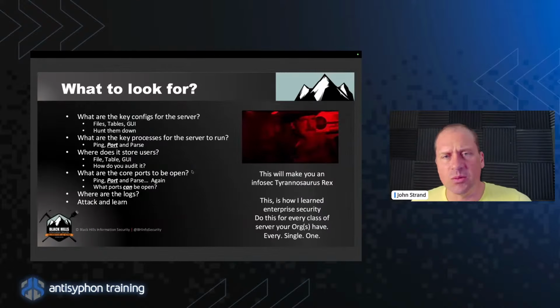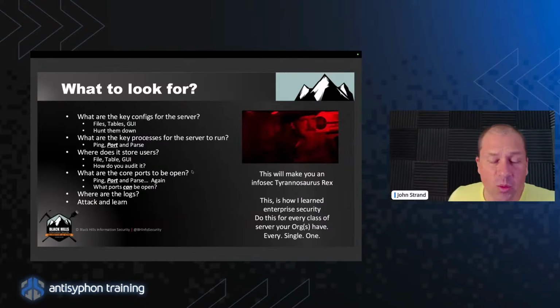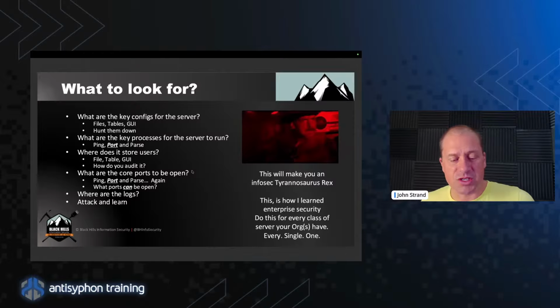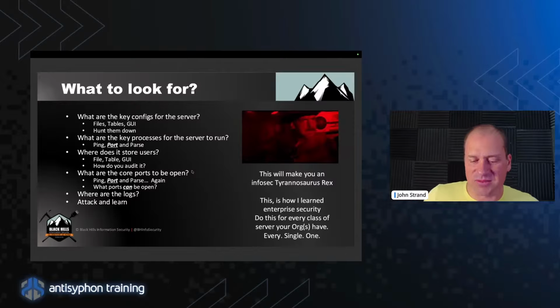Now, ultimately, what you're looking for is: what are the key configs and where are they located? What are the key processes that should exist on that system? Where does it store user information? What are the core ports that would be open on that particular system? And where do we get the logs, right? The logs are absolutely critical for you to be able to see what is actively going on.